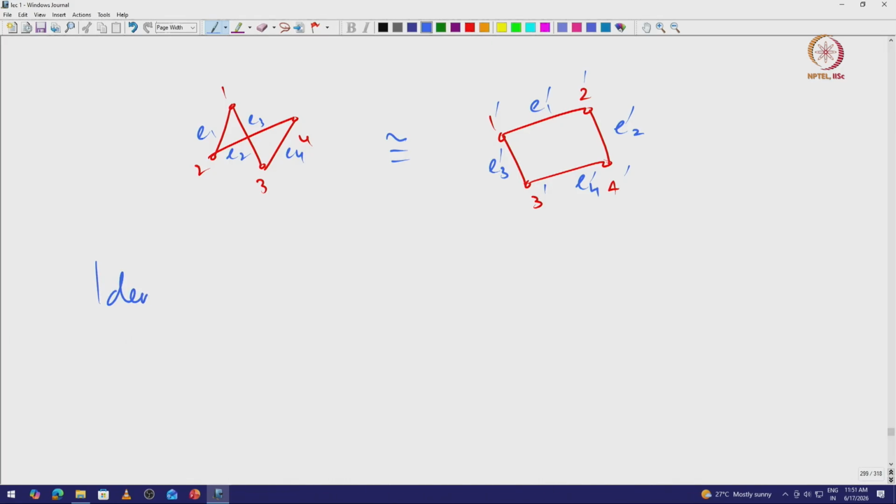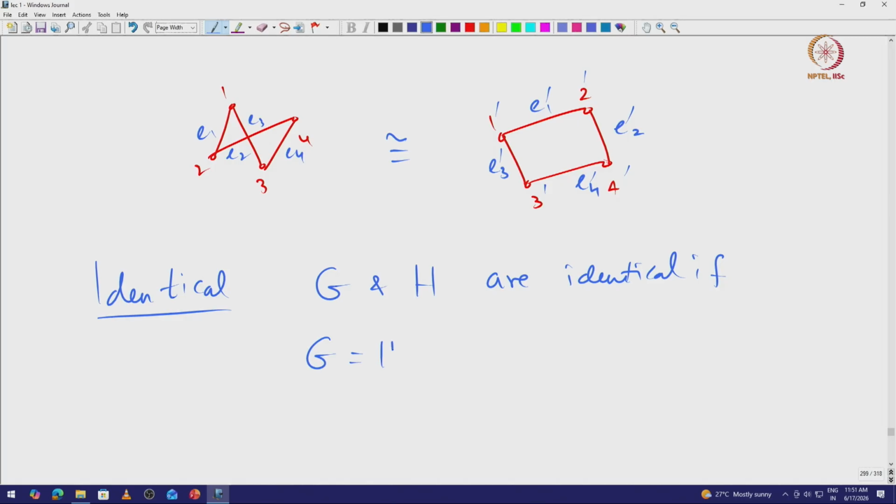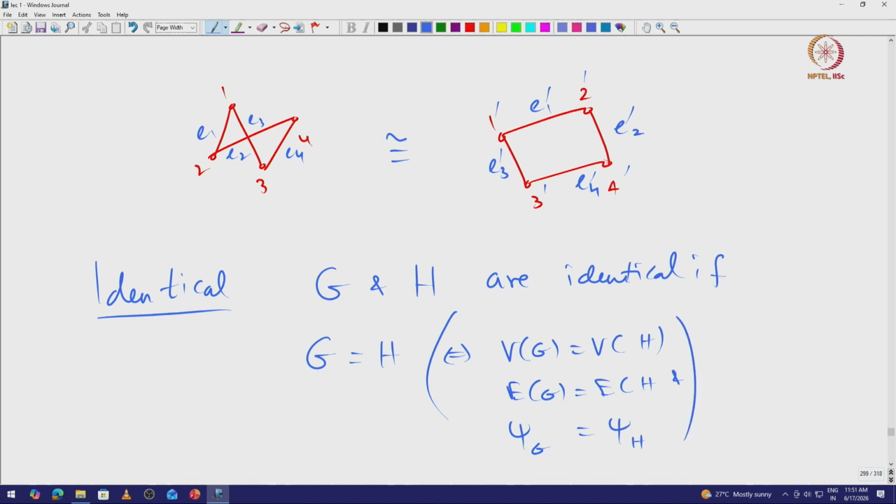Okay, so, let us first define what identical graphs are. We take two graphs G and H and we say that they are identical if all the information used in the definition of the graph is the same. That means G should be equal to H, which is equivalent to saying V of G is the same as V of H, E of G is the same as E of H, and psi G is the same as psi H. In this case, we say that these two graphs are identical.